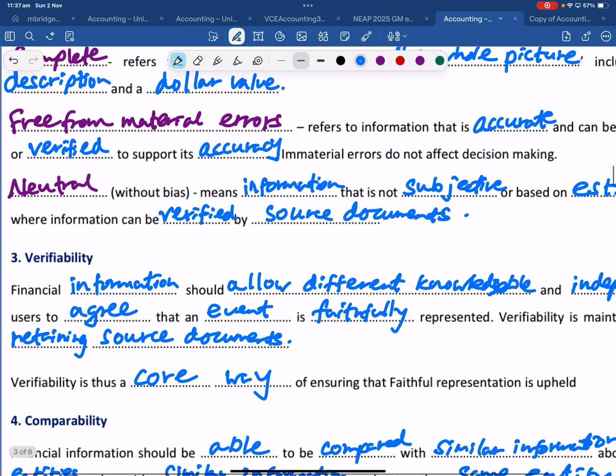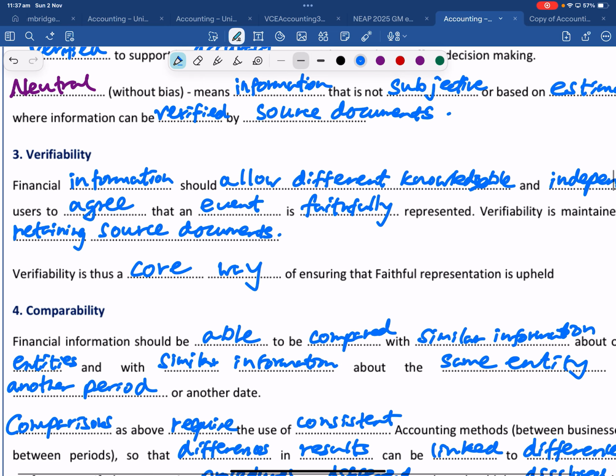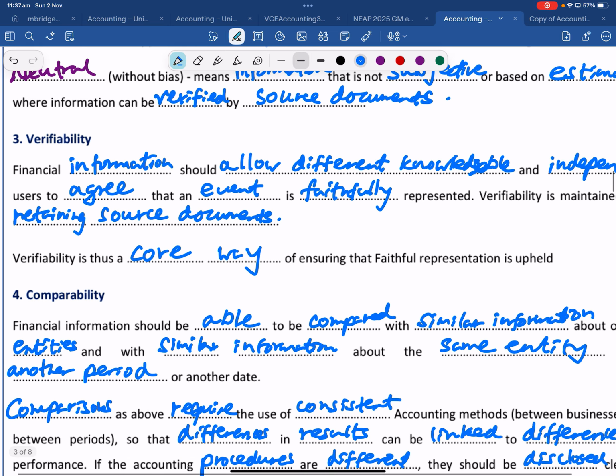Next one, guys, verifiability. Verifiability is actually pretty straightforward. You can have a look, pretty simple with four lines. I think it's the shortest one. Verifiability says financial information should allow different knowledgeable and independent observers to agree that an event is faithfully represented.